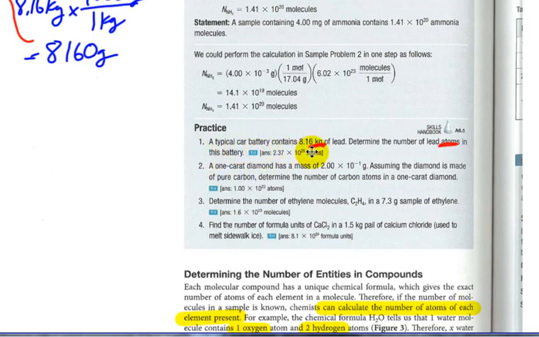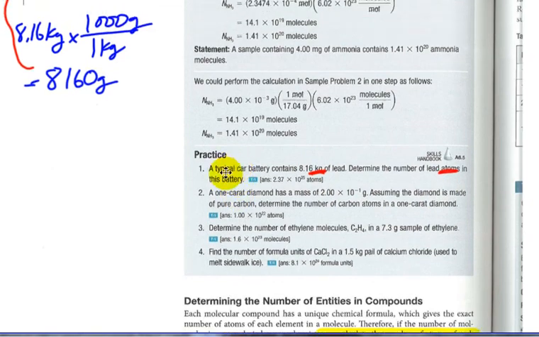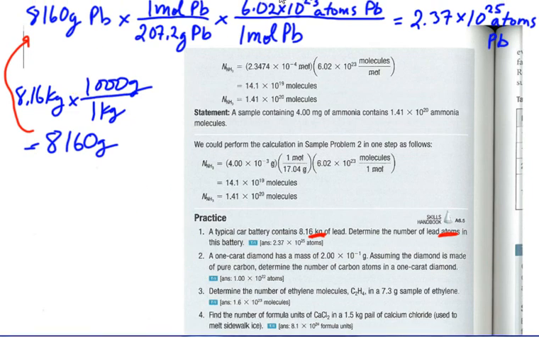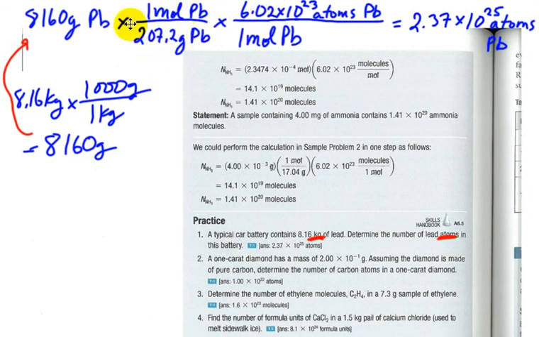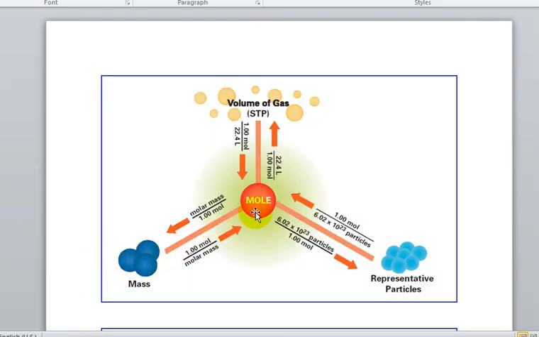A typical car battery contains 8.16 kilograms of lead. Determine the number of lead atoms in the battery. So of course, 8.16 kilograms, 1 kilogram is 1,000 grams, so 8,160 grams. Okay, so we have it in grams, going to atoms now. So I just kind of snuck this up top here. Of course you look on the periodic table, 1 mole of lead is 207.2 grams. So grams to moles again, 1 mole over the mass of a mole.